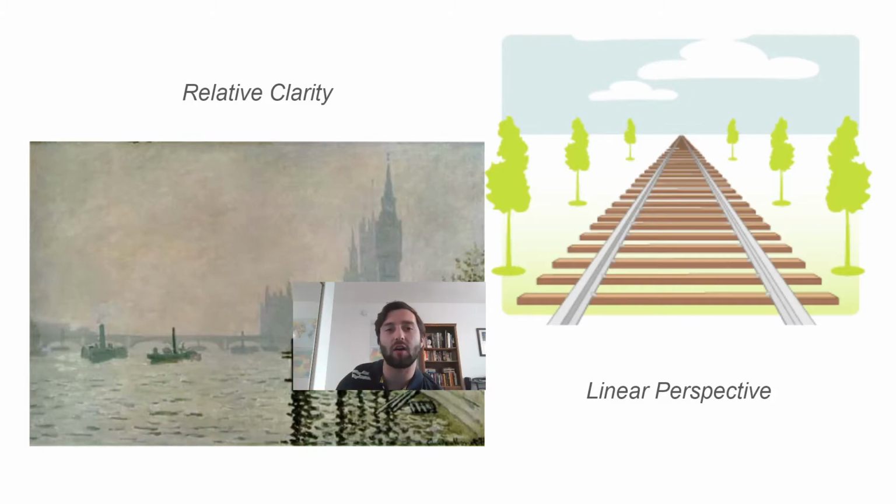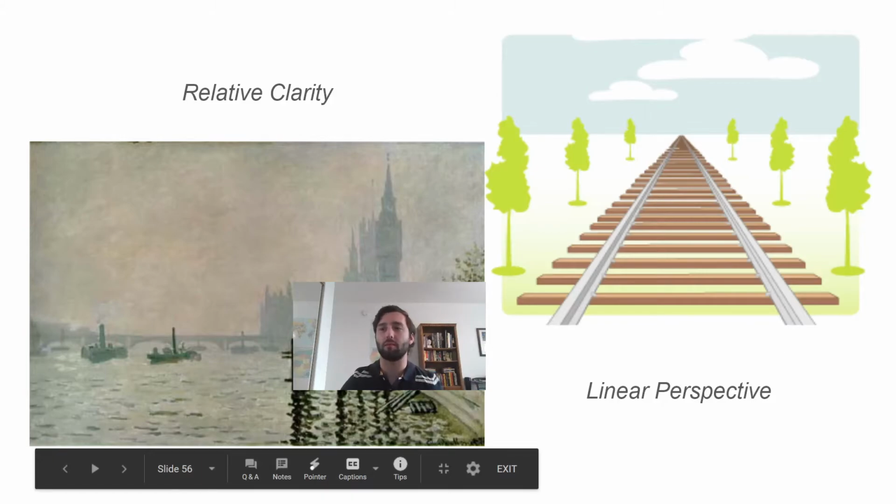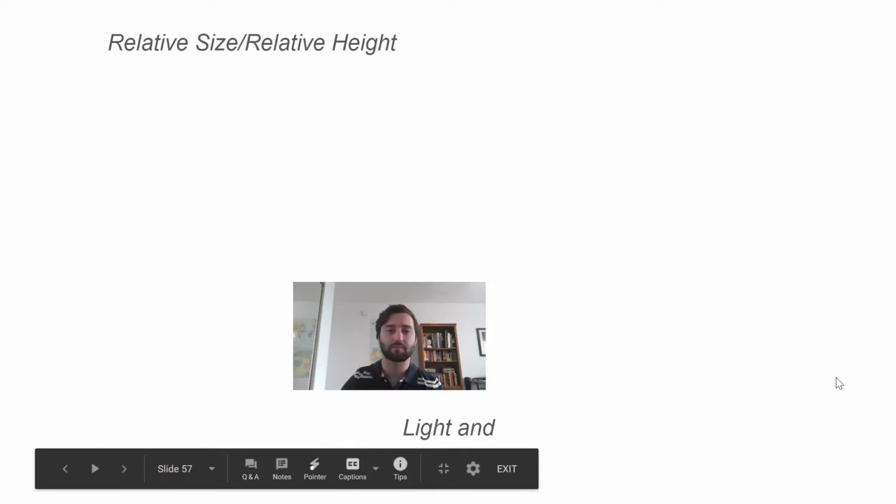Because of that, our brain uses that as a cue to understand that this is further away. Because these two parallel lines are getting closer to each other, we know that this is farther away than this. And again, all of these things are monocular cues that allow us to understand depth.